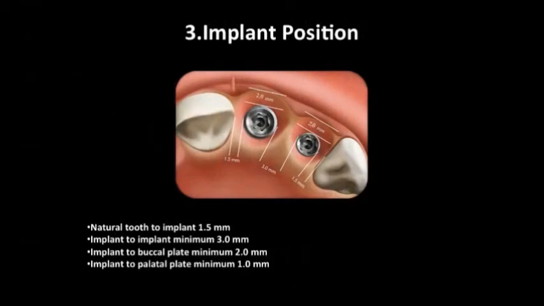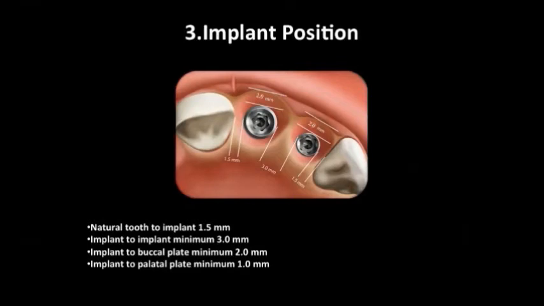Third factor that affects the outcome of the implant's result is the implant position. There are major points we have to keep in mind when we place an implant. We have to measure the distance, mesial and distal. We have to measure the distance on the buccal and on the palatal side.